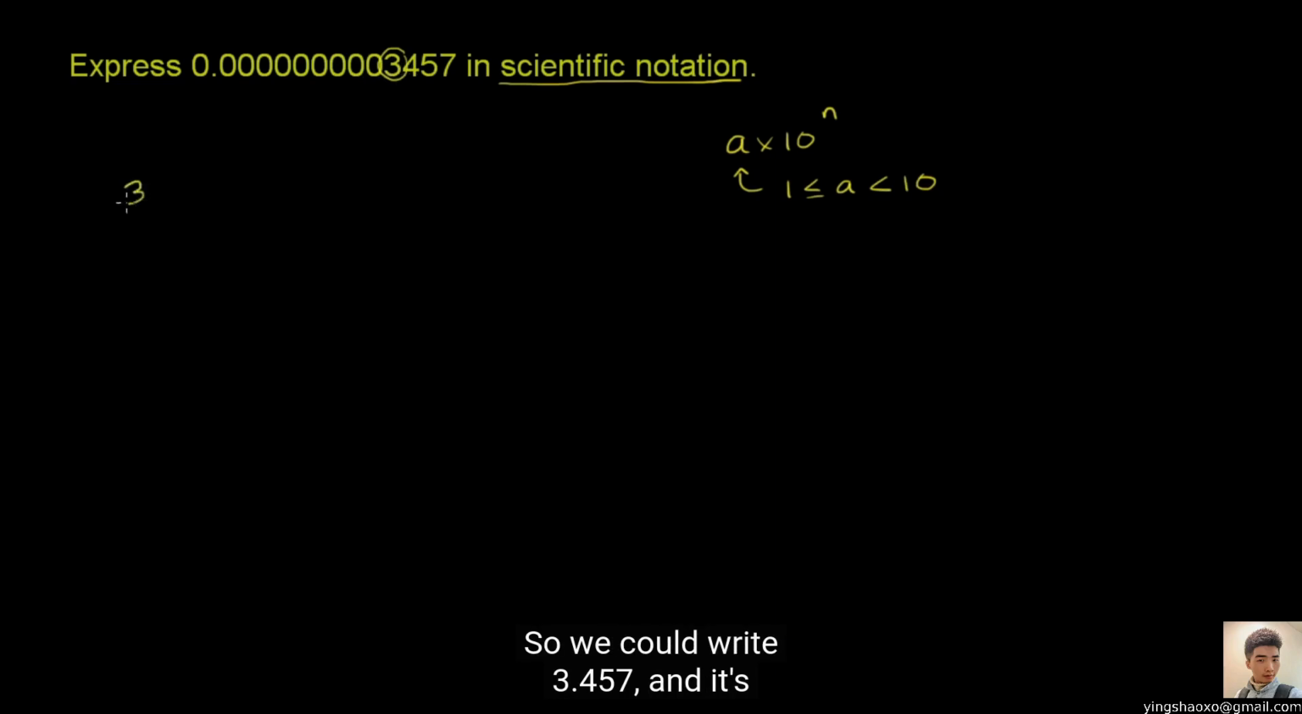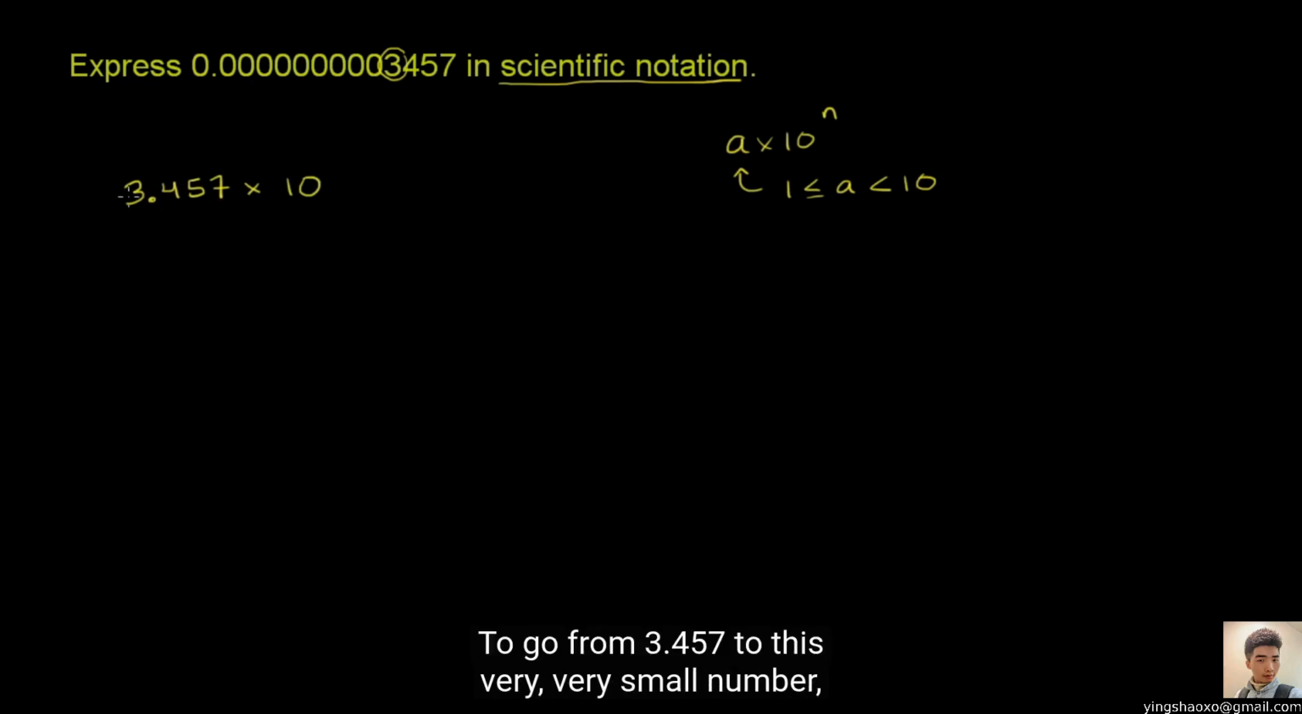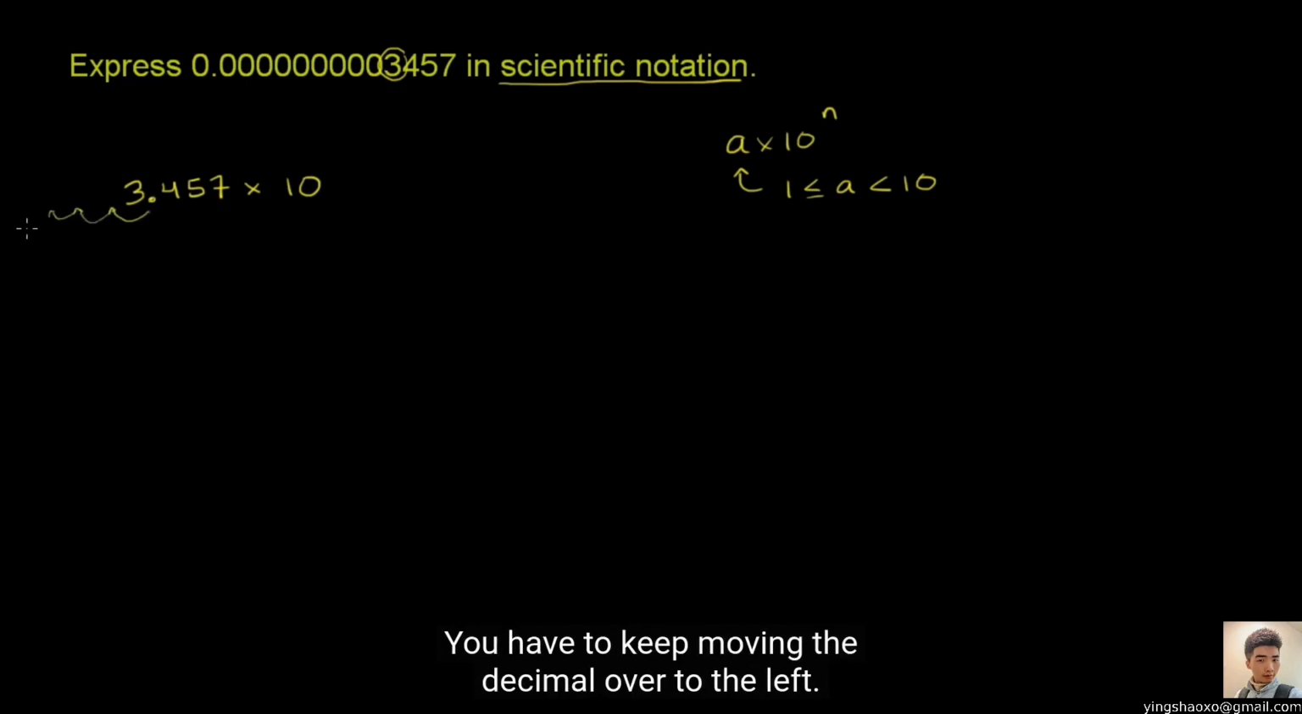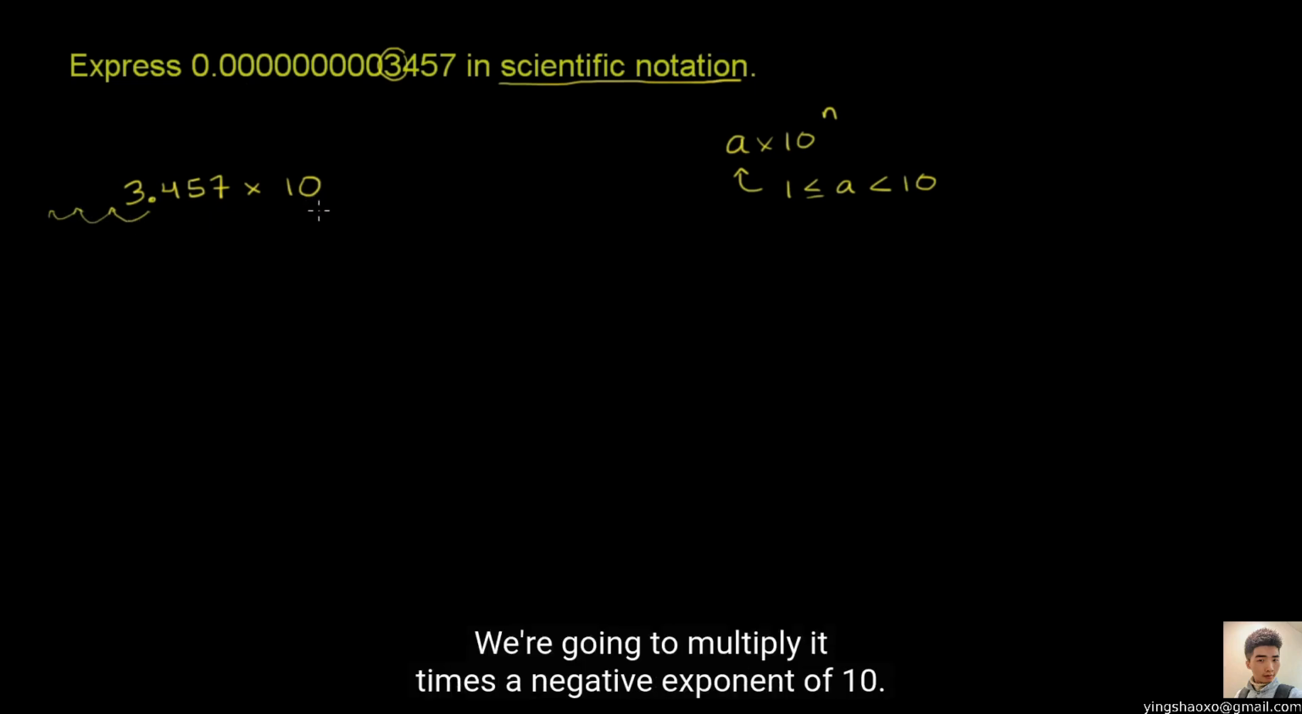So we could write 3.457. It's going to be multiplied by 10 to something. Now let's think about what we're going to have to multiply. To go from 3.457 to this very, very small number, we have to move the decimal to the left a bunch. You have to add a bunch of zeros to the left of the 3. You have to keep moving the decimal over to the left. To do that, we're essentially making the number much, much, much smaller. We're not going to multiply it by a positive integer. We're going to multiply it times a negative integer.